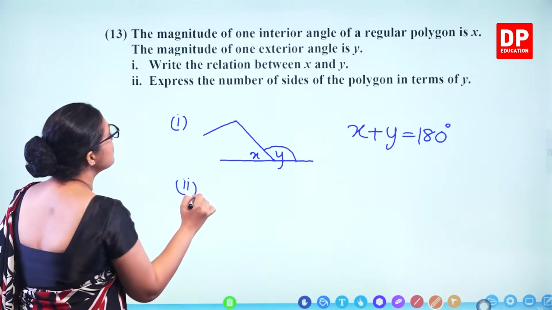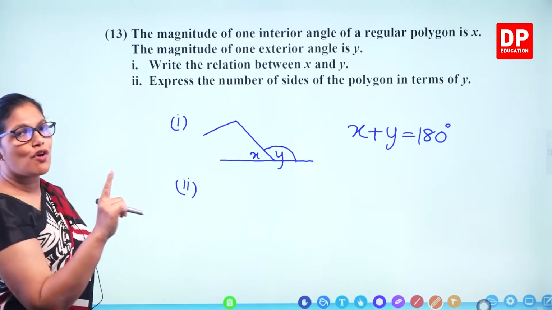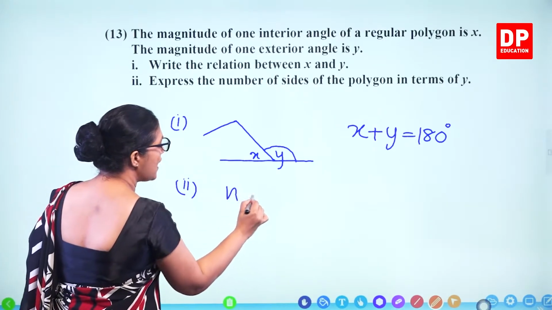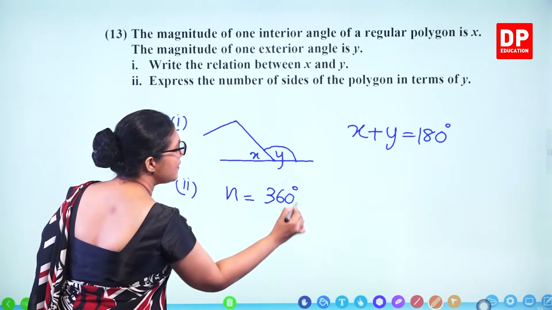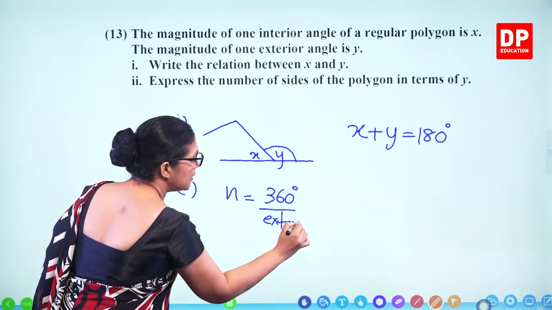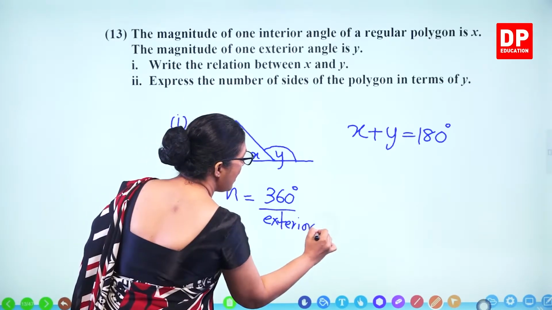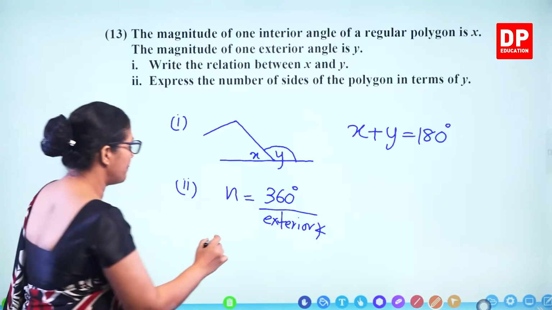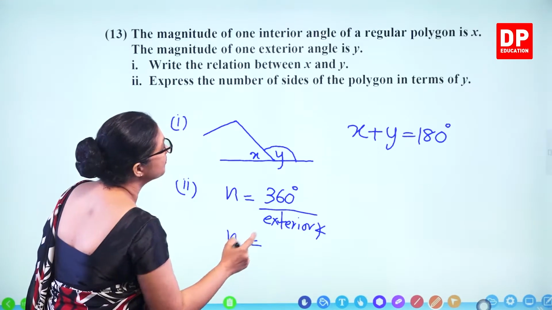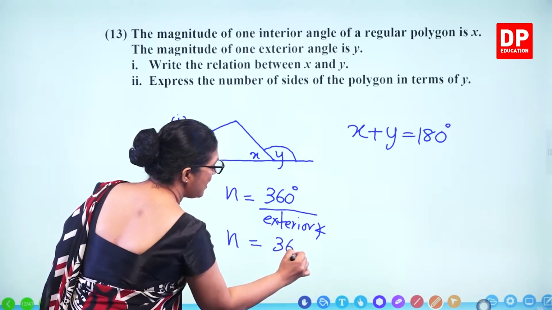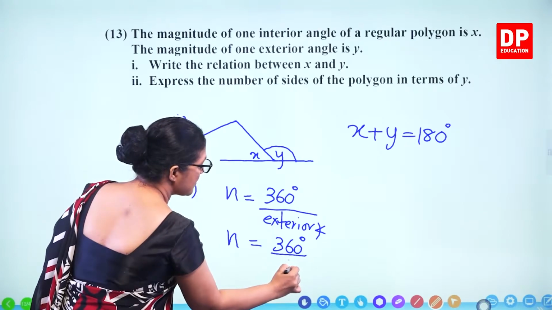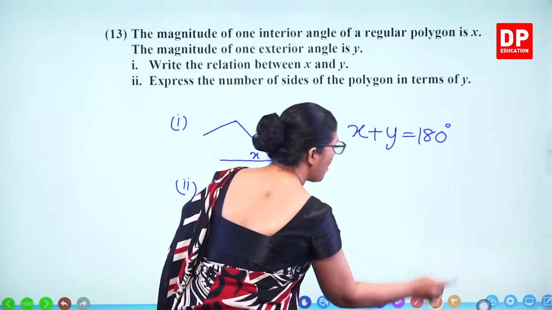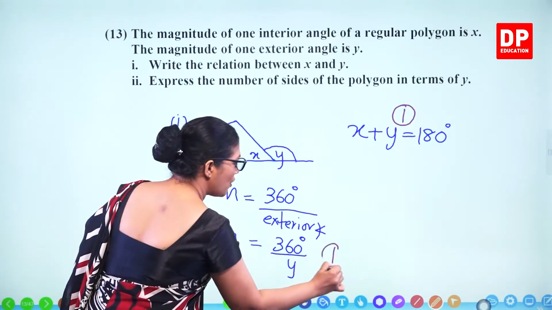Then express the number of sides of the polygon in terms of y. If it's a regular polygon, the number of sides is 360 divided by the exterior angle, because we know for any polygon the sum of exterior angles adds up to 360. So what is it? 360 divided by y, where y is the exterior angle. So that's the relationship. 2 marks: 1 mark for this relationship and 1 mark for this.